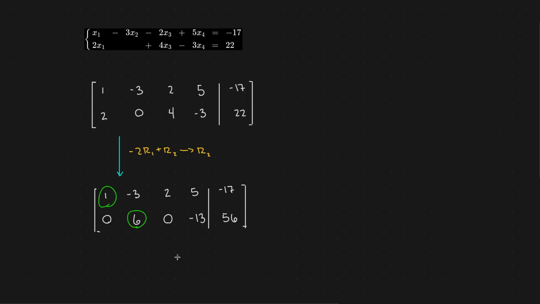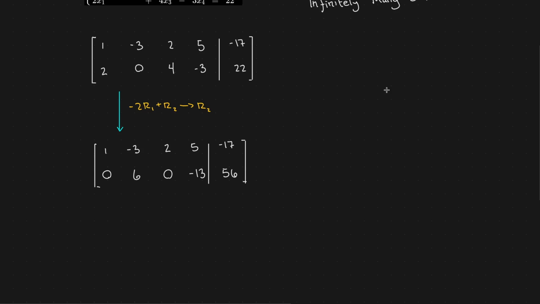We have 2 leading entries, 2 meaningful equations, but we have 4 variables. So we will have infinitely many solutions. Okay. We want to characterize those solutions. All right.